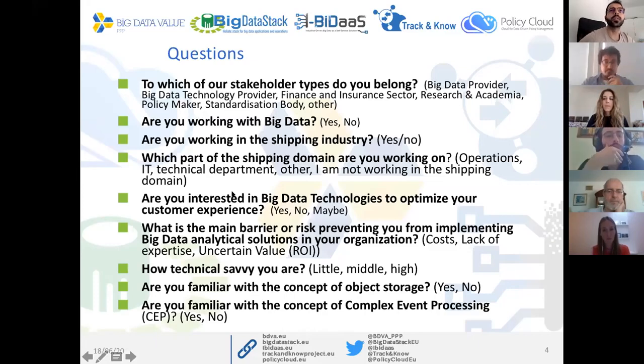I don't know if it's only me, but question number 7 is, are you familiar with the concept of object storage? But the word storage is not appearing for some weird reason. If you go over with your mouse, you should be able to see the missing word. So you're just hiding behind.